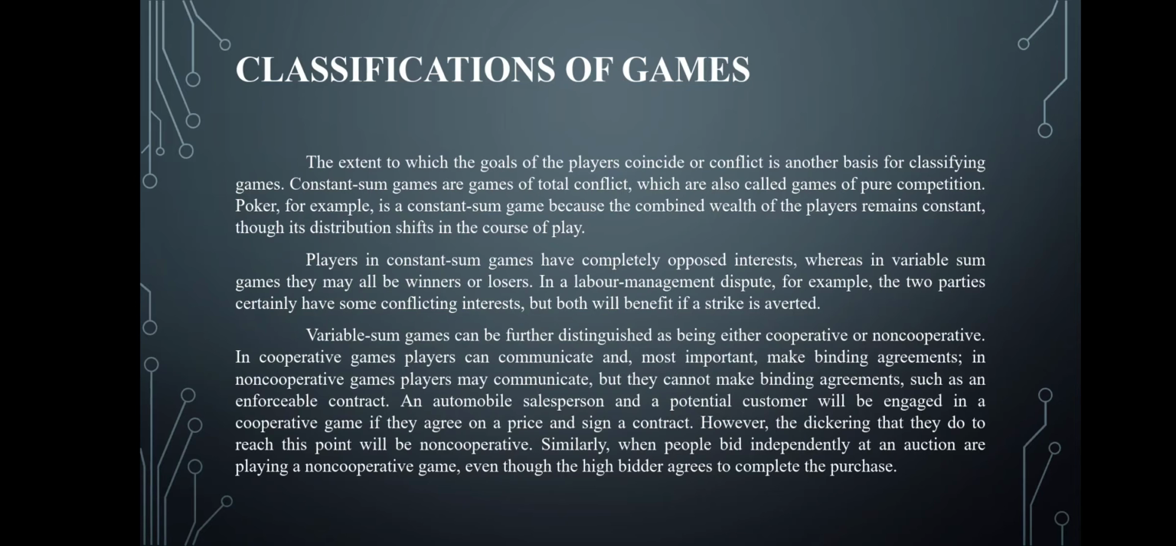Players in constant sum games have completely opposed interests, whereas in variable sum games they may all be winners or losers. In a labor-management dispute, for example, the two parties certainly have some conflicting interests, but both will benefit if a strike is averted.